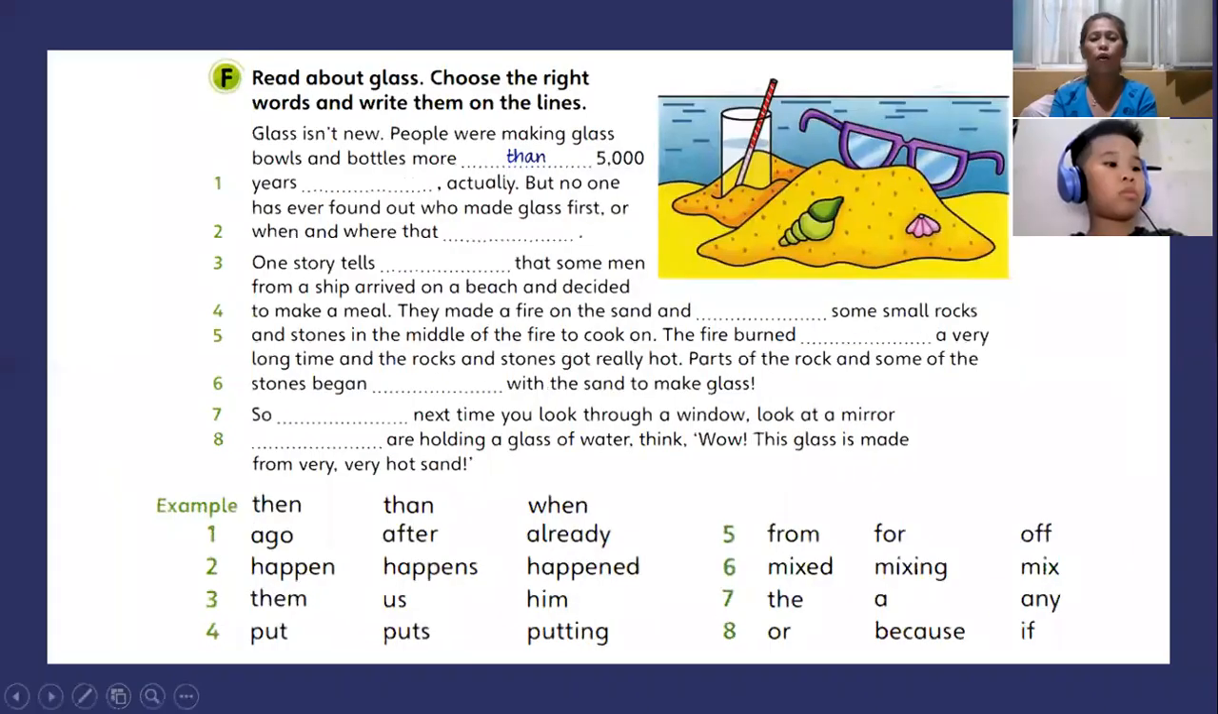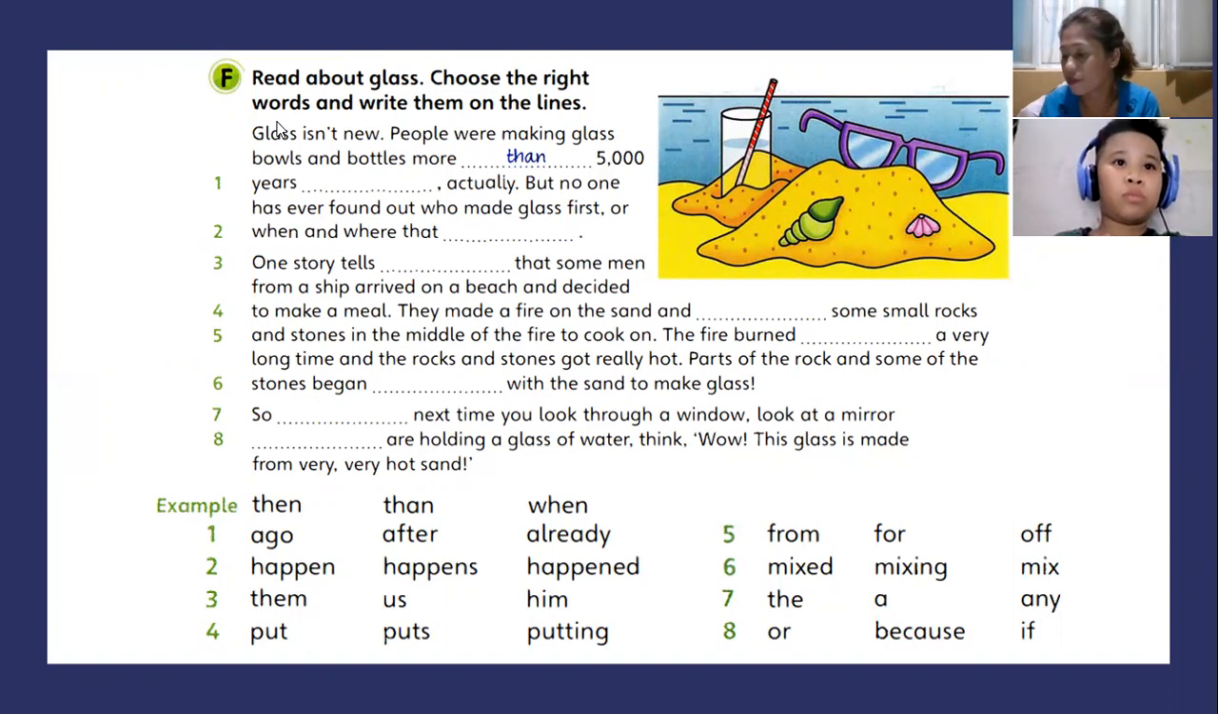And wow. Okay. So here, Nguyen. Thank you. Look at, you read about glass. Choose the right words and write them on the lines. You just need to pick what is the correct answer. That's 1 to 8, Nguyen.